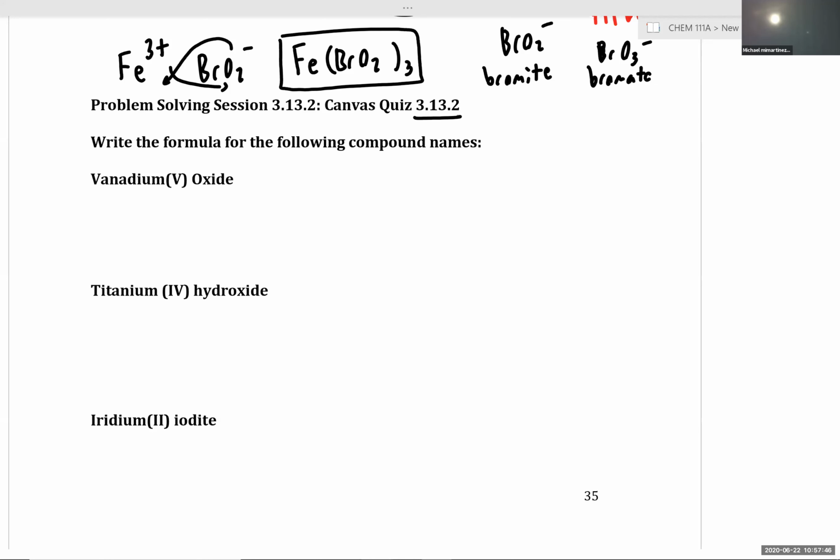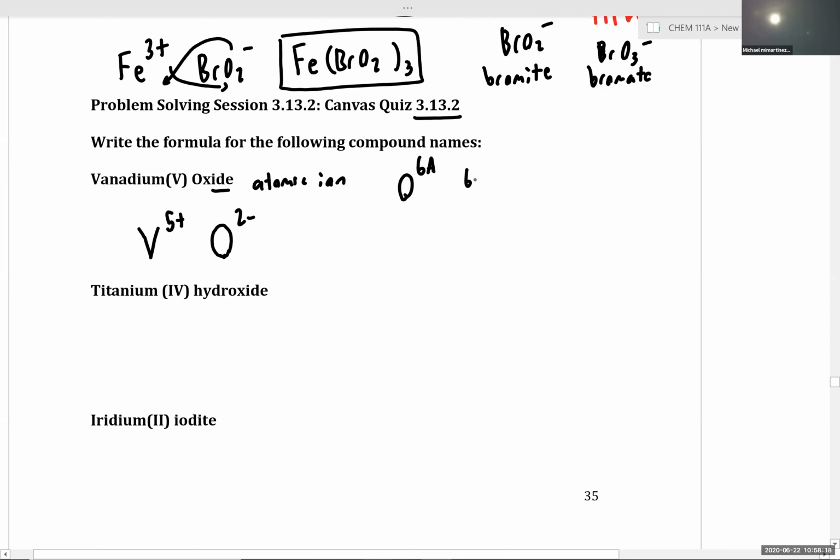So let's discuss. Vanadium 5, vanadium V, which is sort of funny because it's a symbol and then a Roman numeral, which is the same symbol. So we have vanadium 5, which is 5 plus. Oxide: IDE tells us we have an atomic ion, and that is O2 minus. Where did we get O2 minus from? Oxygen's a 6A element. 6 minus 8 gives us -2. Okay, so now we cross our charges. That in turn gives us V2O5, which is the formula for vanadium oxide.